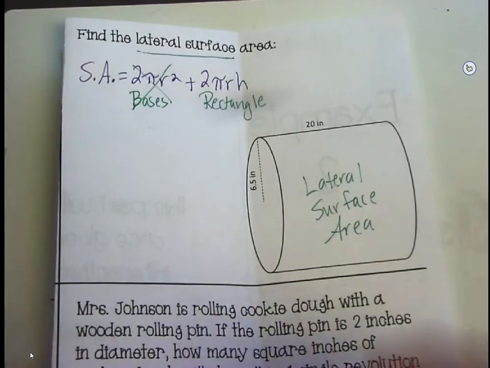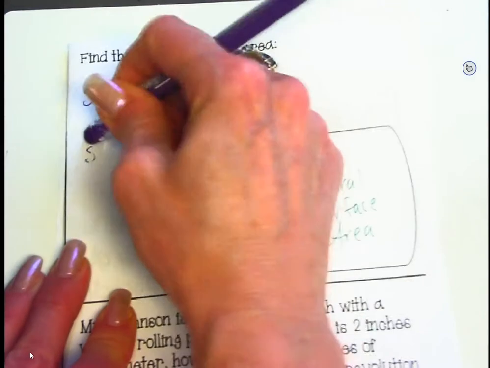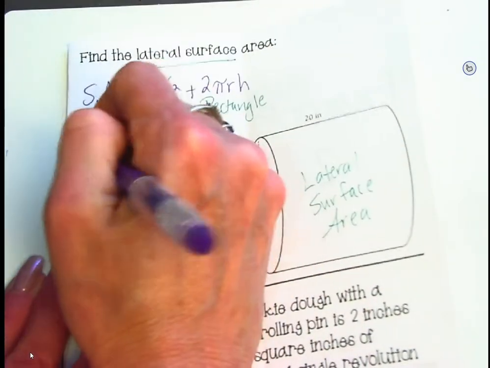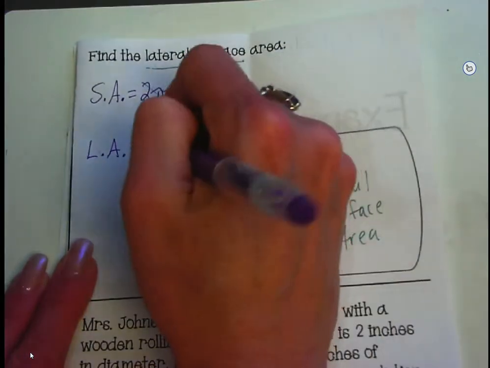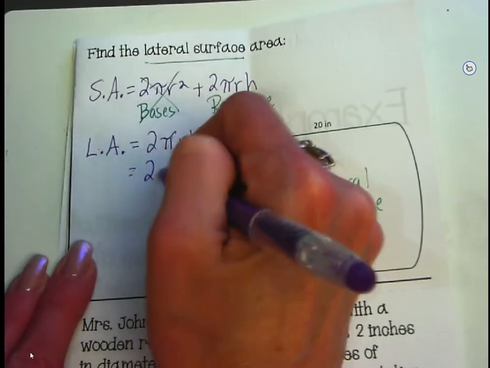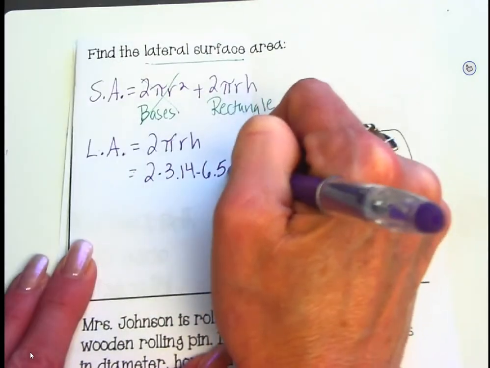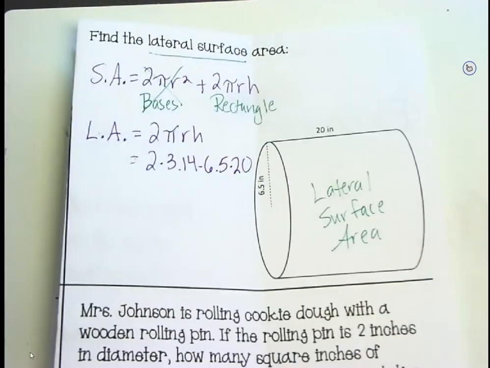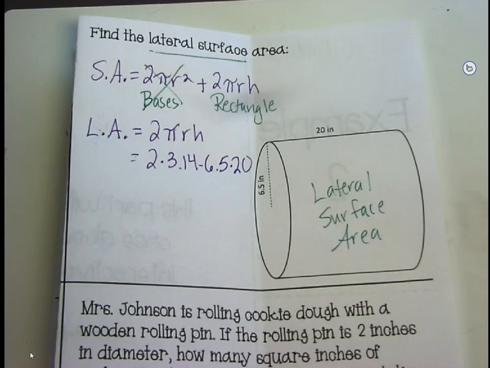So we're going to apply that formula. Surface area, or excuse me, I'm going to say lateral area, LA, equals 2 pi r h. So it's going to be 2 times 3.14 times 6.5 times 20. I'm going to plug that in my calculator. 2 times 3.14 times 6.5 times 20.